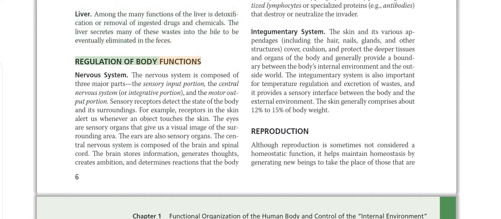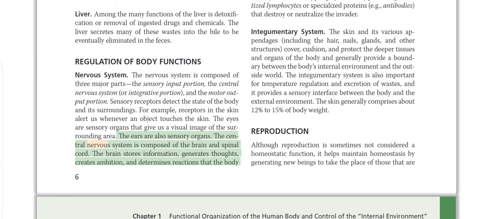Regulation of body functions. Nervous system. The nervous system is composed of three major parts: the sensory input portion, the central nervous system, and the motor output portion. Sensory receptors detect the state of the body and its surroundings. For example, receptors in the skin alert us whenever an object touches the skin. The eyes are sensory organs that give us a visual image of the surrounding area. The ears are also sensory organs.